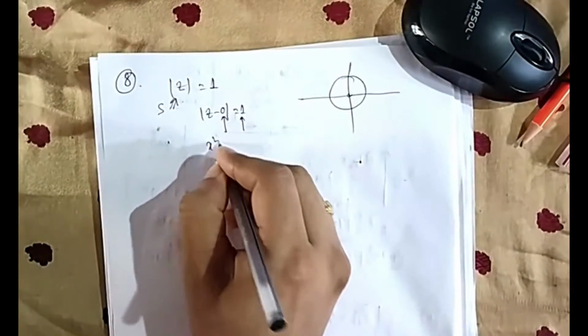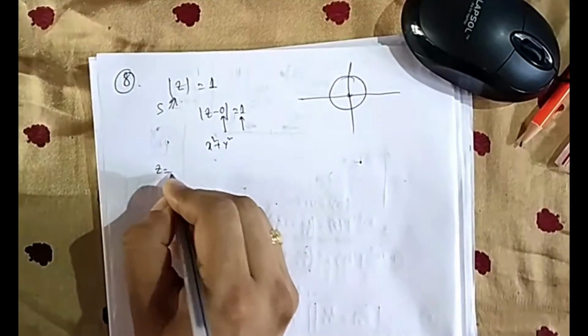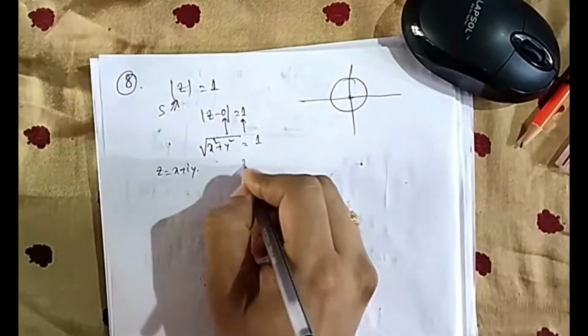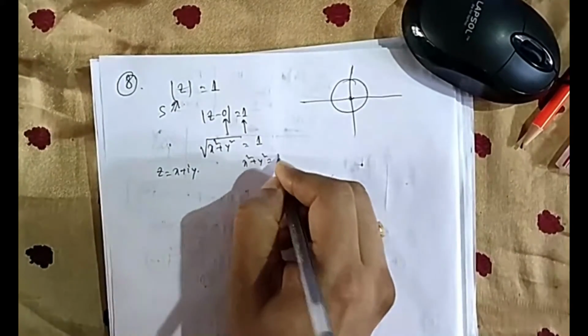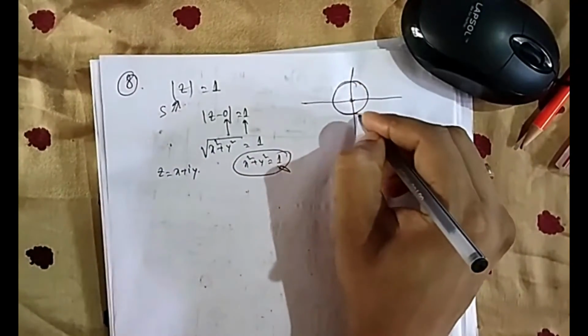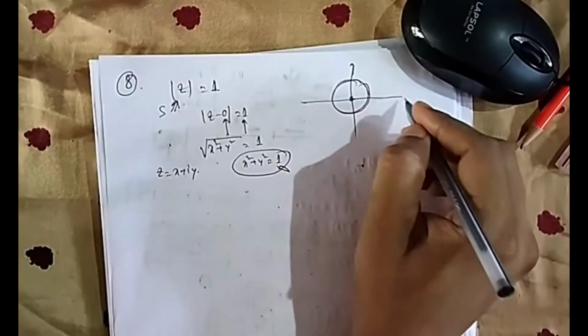Or mod z you can also know this way. If z is equal to x plus iy, then mod z is under root x square plus y square, equal to 1, which means x square plus y square equal to 1. So in coordinates also we know this is my circle. This represents the circle. From coordinates itself it is coming. Okay, this is my circle.